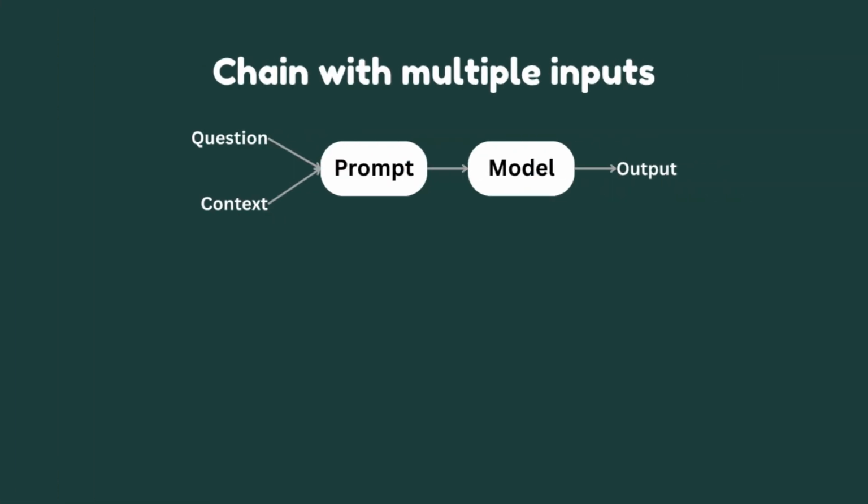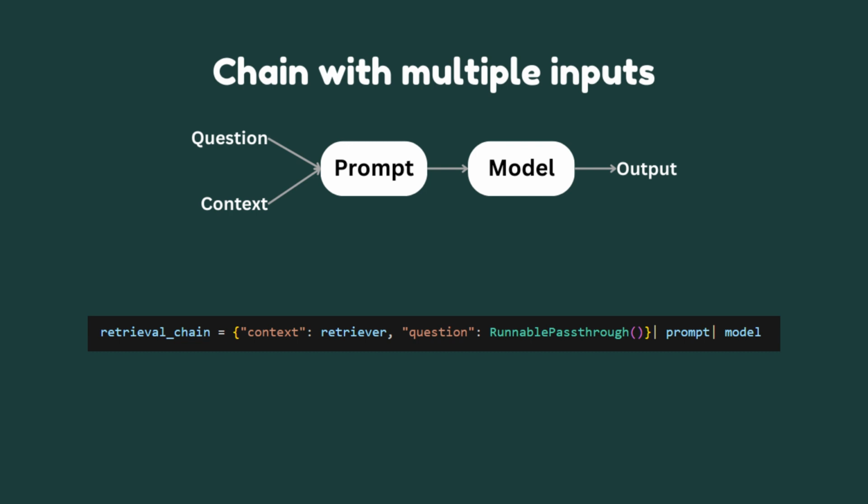Now, let's say you want to create a chain that requires two inputs, question and context that you want to retrieve from some vector store where you have your data. Then you use the question and the context to create the prompt, and you pass the prompt to the model. The way you pass multiple inputs to a chain is using a dictionary. So before the prompt, you would add a step like this with your inputs being the elements of the dictionary.